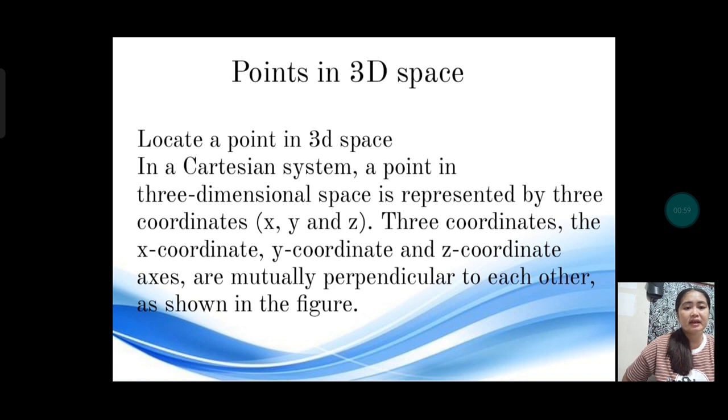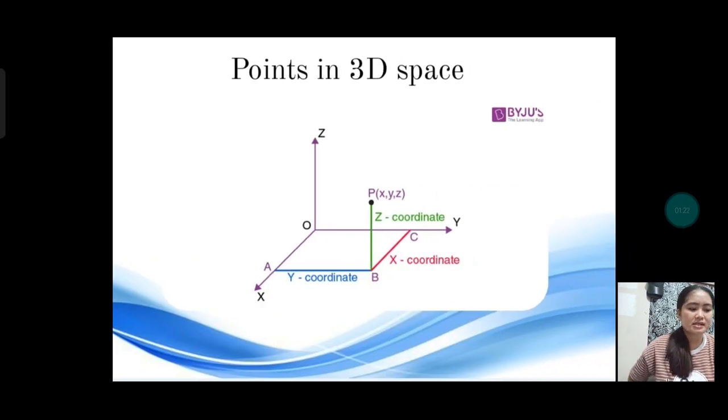A point in three-dimensional space is represented by three coordinates x, y, and z. The x coordinate axis, the y coordinate axis, and the z coordinate axis are mutually perpendicular to each other, as shown in the figure. So, this is the example.